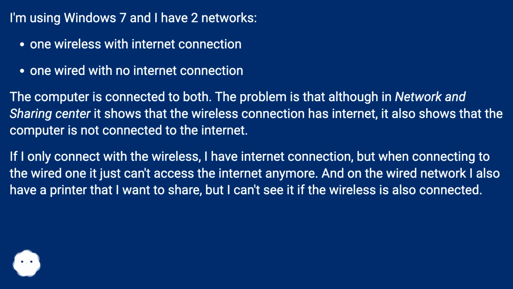The problem is that although in Network and Sharing Center it shows that the wireless connection has internet, it also shows that the computer is not connected to the internet. If I only connect with the wireless, I have internet connection, but when connecting to the wired one it just can't access the internet anymore. And on the wired network I also have a printer that I want to share, but I can't see it if the wireless is also connected.